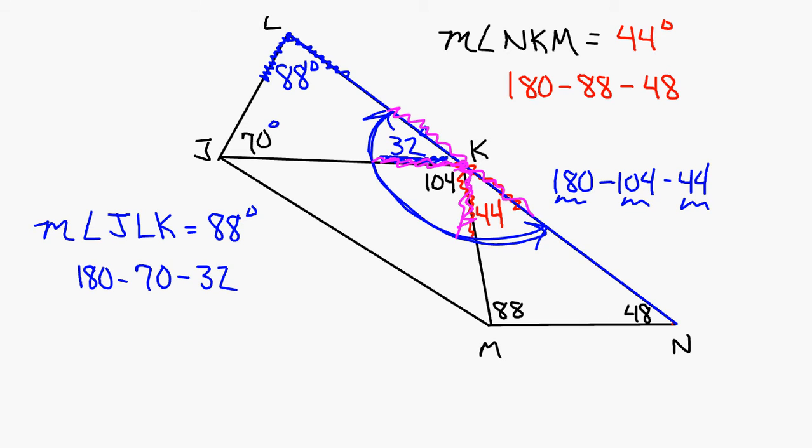Any way of finding this angle right here, or this angle right here? I don't see any way, do you? You're missing two angles in a triangle. You don't know if they're equal to each other. There's not enough information there.